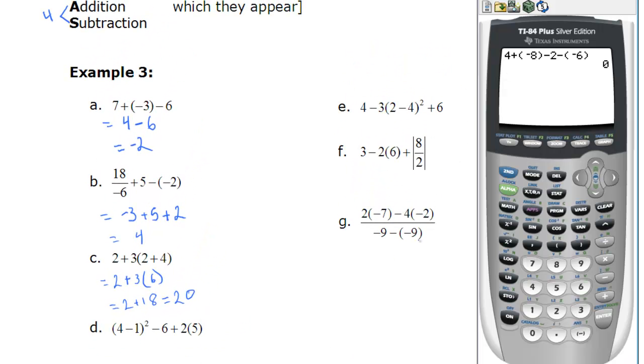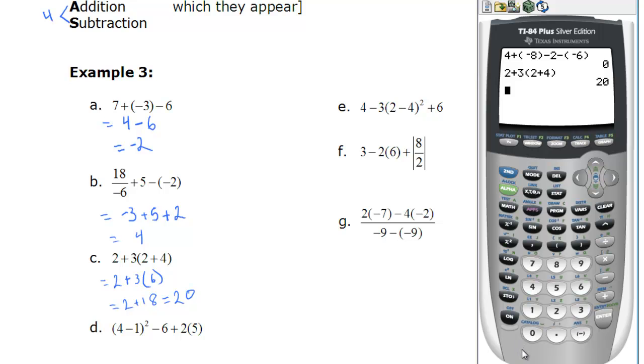And our calculator can do the order of operations quite nicely, so we can just put in 2 plus 3 bracket 2 plus 4, just as it's written. And the calculator also gives us an answer of 20. So, great way to check.